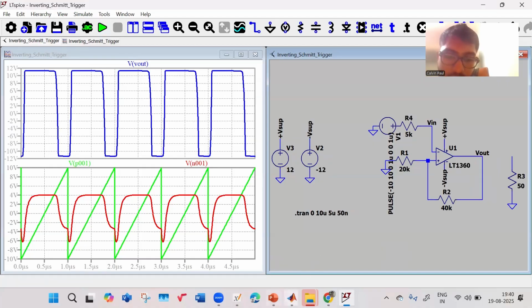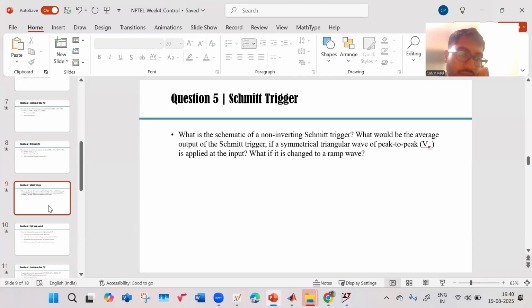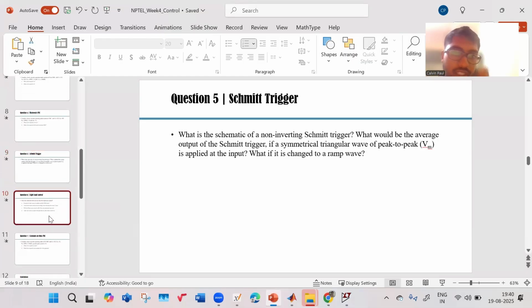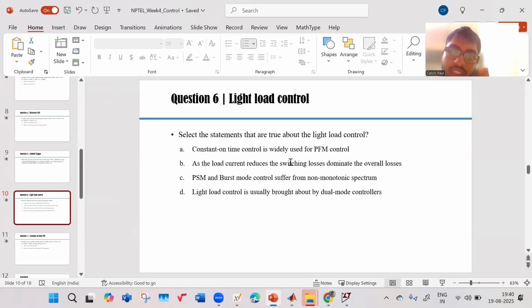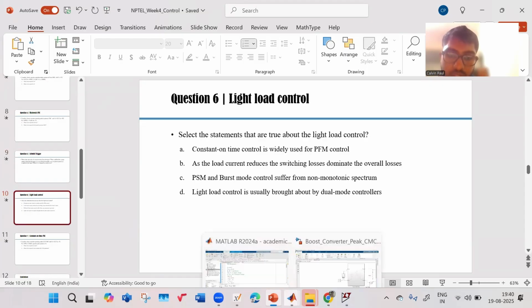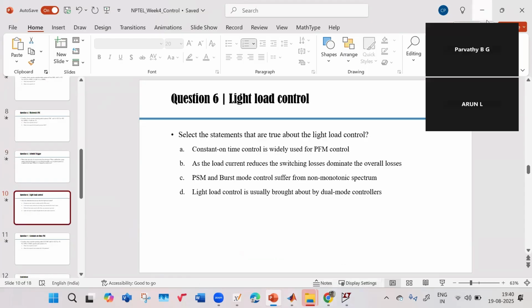Okay. So this was question 5. Let's proceed to question 6. So question 6 is about light load control. What are the important basics?